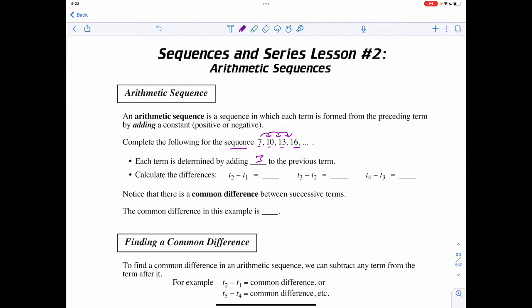I can always calculate that by taking any term and subtracting the term that came before it. For example, 10 minus 7 is 3. 13 minus 10 is 3. And 16 minus 13 is 3. We call that constant that we're adding every single time a common difference. And a common difference in our formulas is always represented with a lowercase d. The common difference in this example is 3.